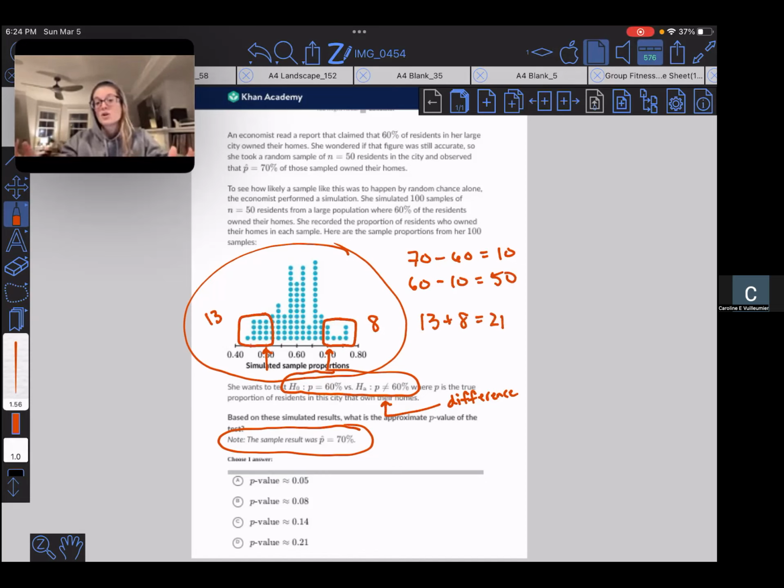So there are 21 samples in this distribution of 100 samples total that are as extreme or more extreme than the one we observed, meaning there are 21 out of 100 dots that fall at least 10% away from the mean, either less than or greater than, in both directions. So the correct answer is actually D, where the p-value is 0.21.